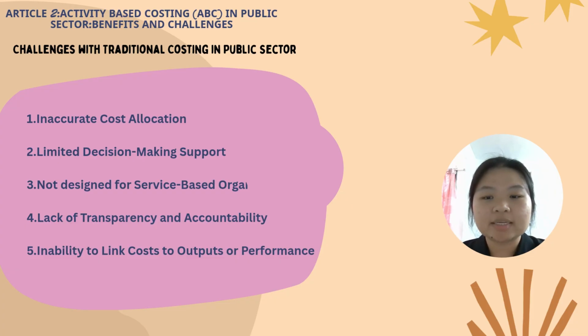The next one is lack of transparency and accountability. Stakeholders such as taxpayers or funding agencies cannot clearly trace how resources are spent, and this reduces public trust and makes it harder to justify budget requests or policy decisions.